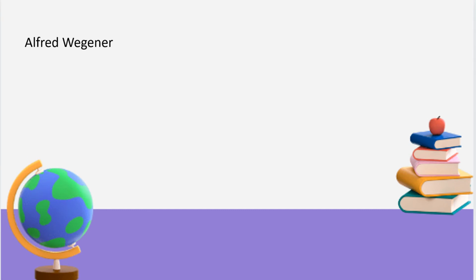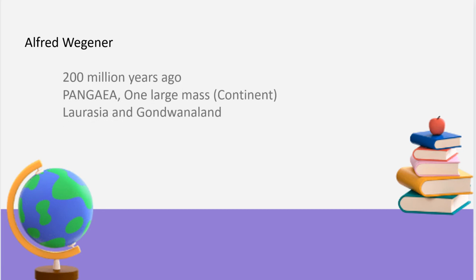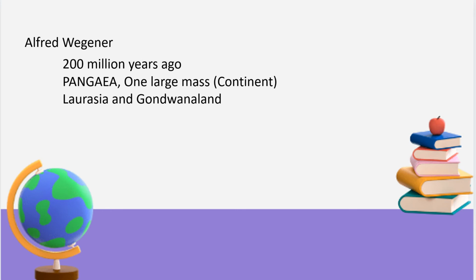Next, we also have this theory wherein we have the person involved. We have Alfred Wegener, or pronounced as Alfred, according to the book, Wegener. Alfred Wegener is a German meteorologist. And he's the one who proposed this continental drift theory, wherein about 200 million years ago, we have these continents as one large mass. And this one large mass is what we call Pangea.